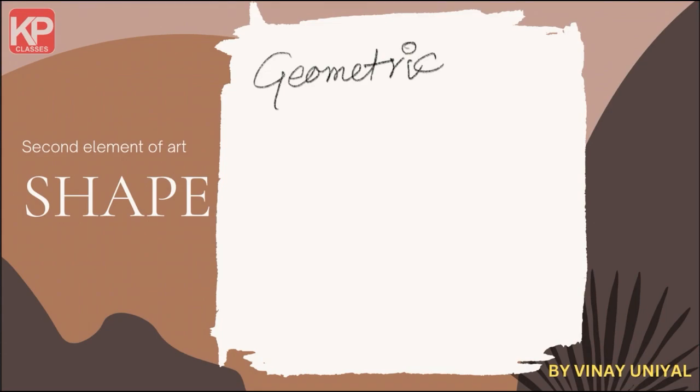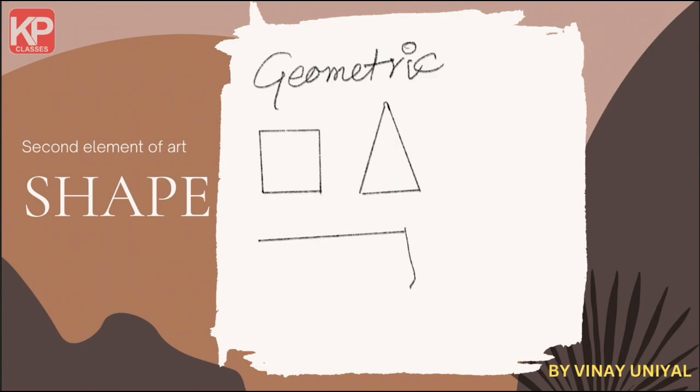Okay, so all the shapes which are human made, and generally we use the geometry box or the geometrical instruments to construct them, those are known as geometric shapes. Like I have the triangle, and I have the square, I have a rectangle. These are the geometric shapes. Okay, if I'm making a circle, it is also a geometric shape, because I have to use the geometric instruments to construct them.